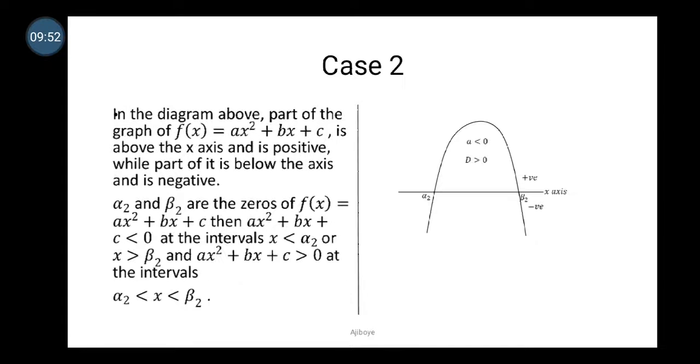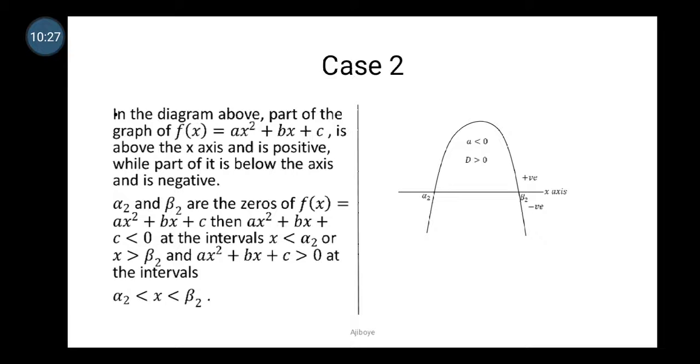Case 2, we can have the coefficient of x squared, a, to be negative. When the coefficient of x squared, a, is negative, then the graph will be inverted. The u will be inverted. Now, in this case also, we can have a situation where we are asked to find where the relation is greater than 0 and where the relation is less than 0.